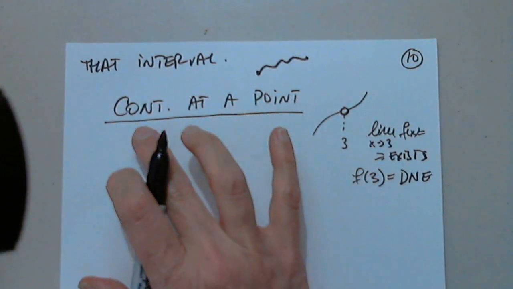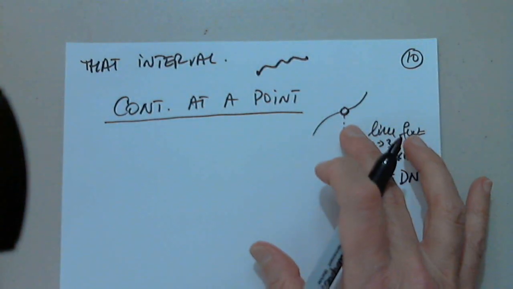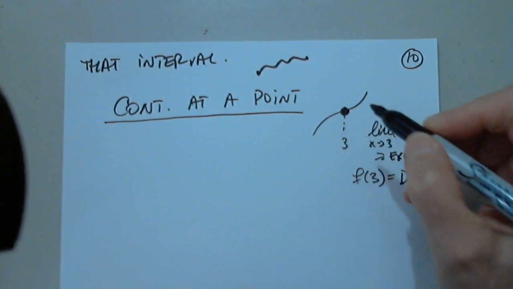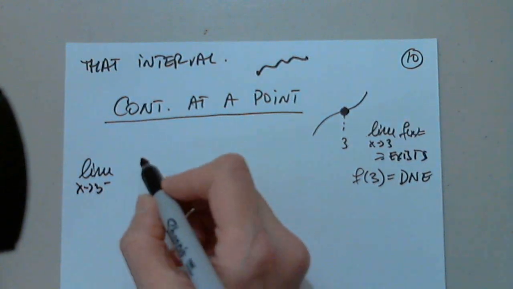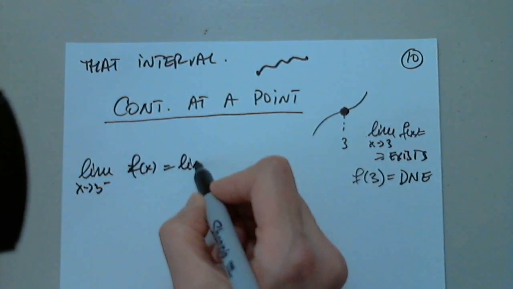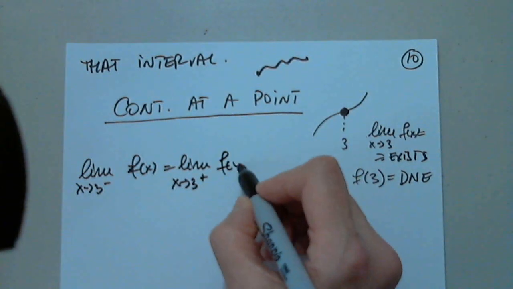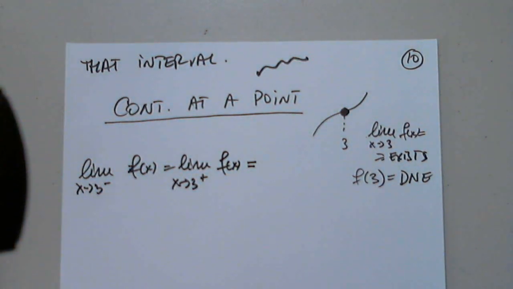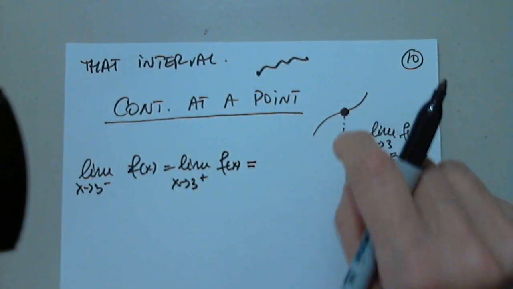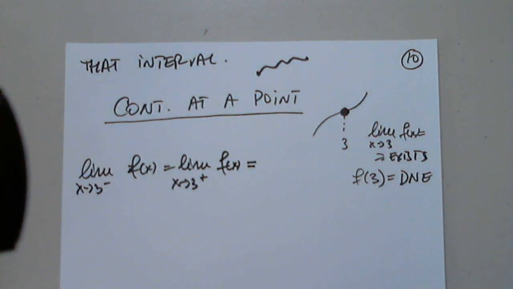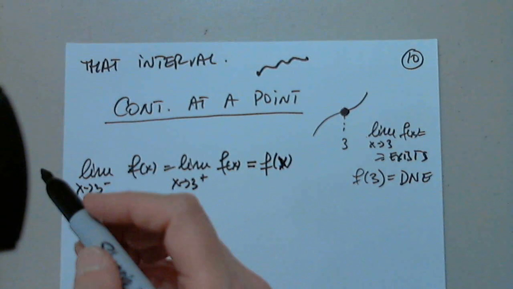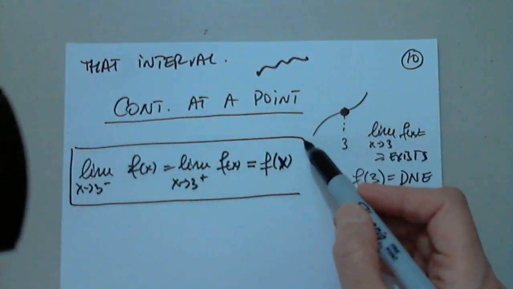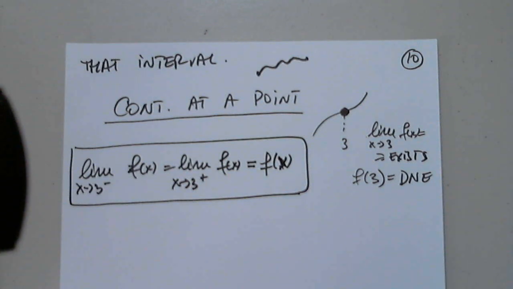Awesome. But continuity at a point is based on this. The limit from the left of the function equals the limit from the right of the function, but it must equal what? If the function is continuous at that point, it must equal what? f of x. Yes, of course. This is the definition of continuity at a point. Limit from the left equals the limit from the right equals the function value at that point.